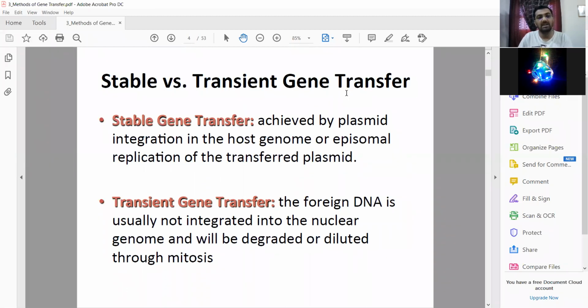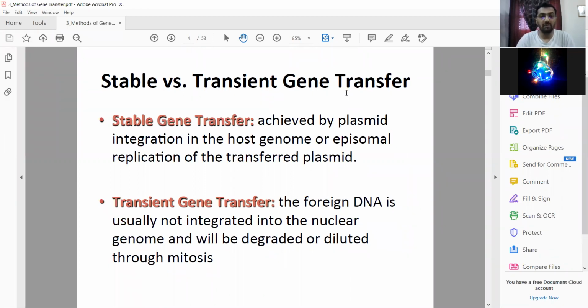That means whatever plasmid or recombinant DNA you have transferred into the cell, either it becomes part of the nuclear DNA, or, on the other hand, it is expressed as an extrachromosomal part which has the autonomy to replicate itself, having an independent origin of replication. So episomal expression and replication is also considered stable gene expression or stable gene transfer.